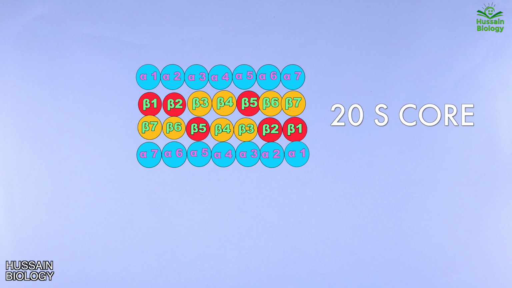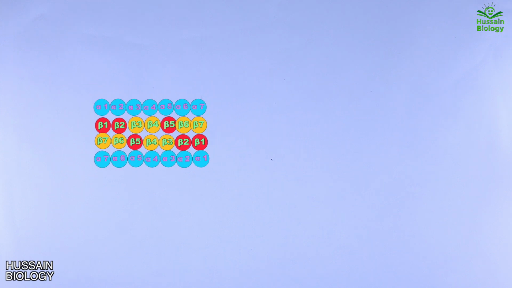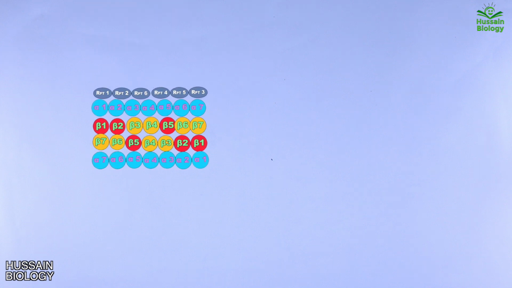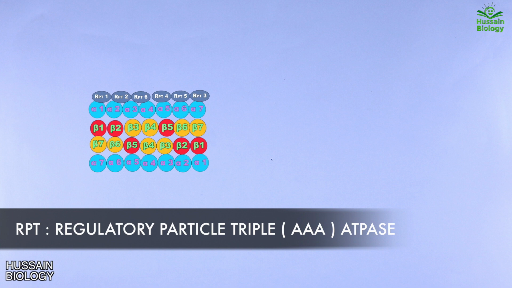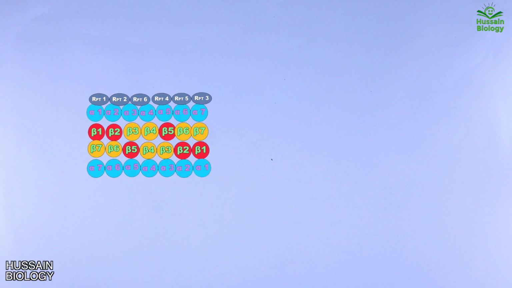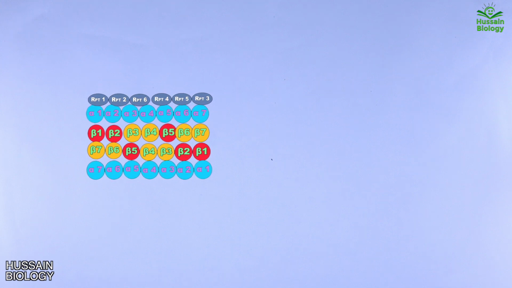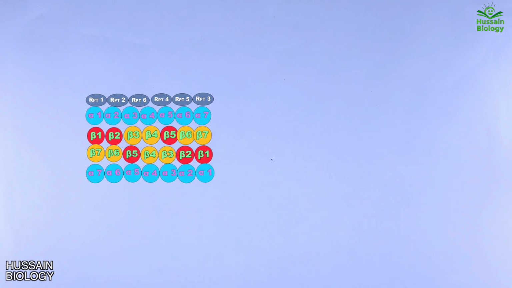Now we need to add the regulator subunit to it, which is the 19S subunit. First, we have 6 proteins getting added to it. It forms the hexameric ring of RPT proteins. RPT stands for regulatory particle AAA ATPase. So these RPT proteins are actually the AAA ATPase proteins, which provide the energy for translocating the target proteins into the proteasomes.